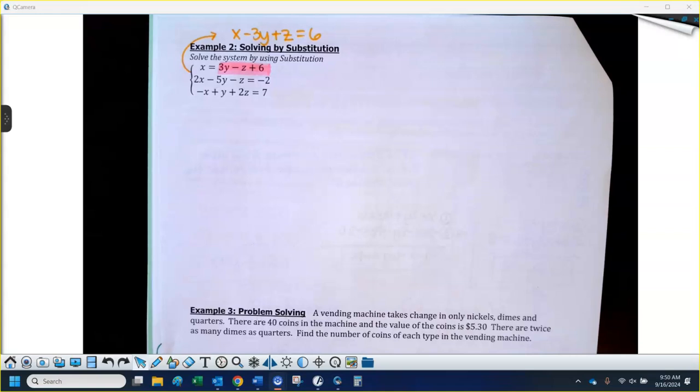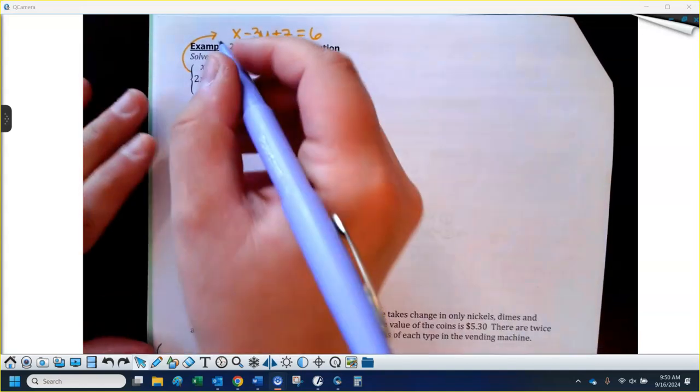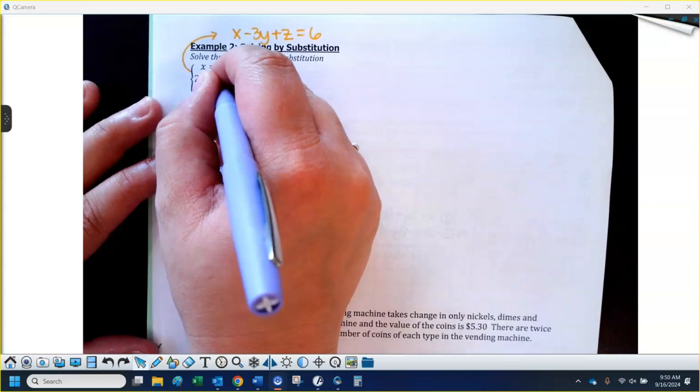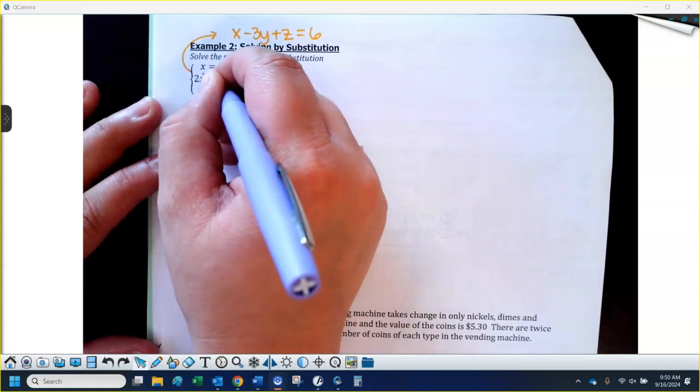So you can put all the variables on one side, plain numbers on the other, and use elimination if you like that better. What I'm going to do here is give you an example with substitution though. So you have one equation that's solved for one of the variables. What you're going to do is substitute what that variable equals into both of the other equations.